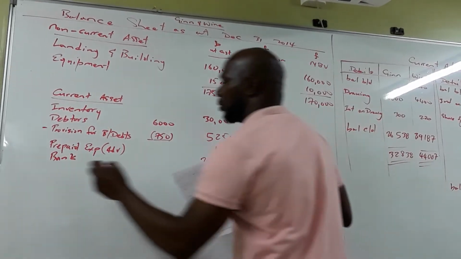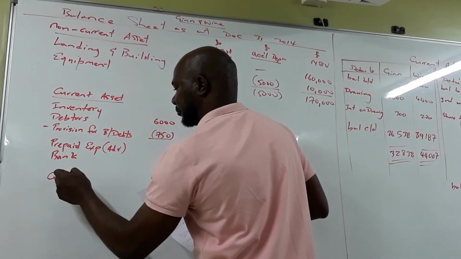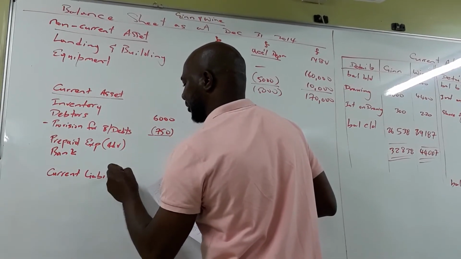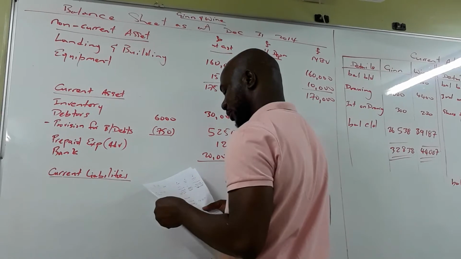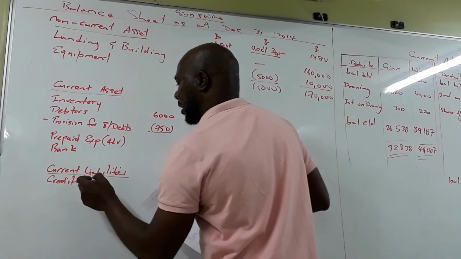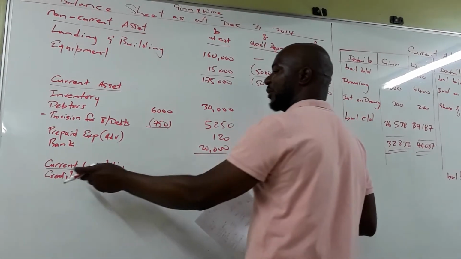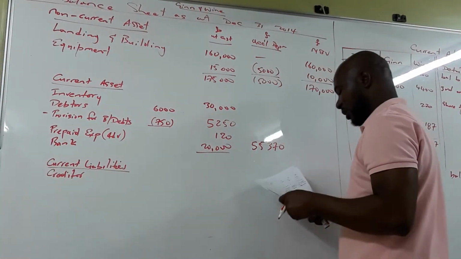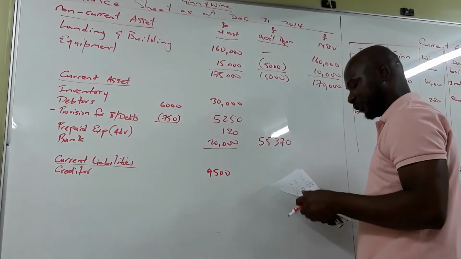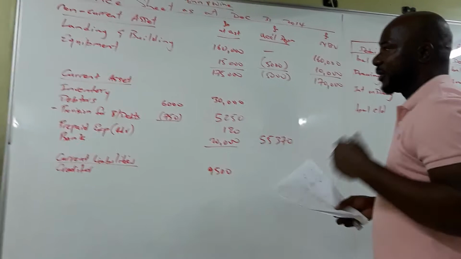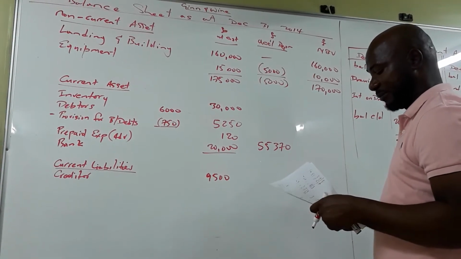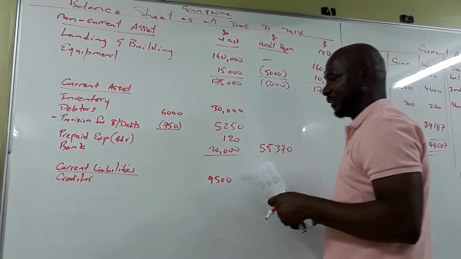Next, we're going to move into our what? Current liability or liabilities. Now, in our current liabilities, we have our what? Creditors, otherwise known as your what? Accounts payable. So we have our creditors, which is otherwise known as our accounts payables. Now, our creditors was what? 9,500. Was there any expense that was accrued? Meaning that was there any expense that was owing at the end of the period? The answer is yes. Electricity, right?